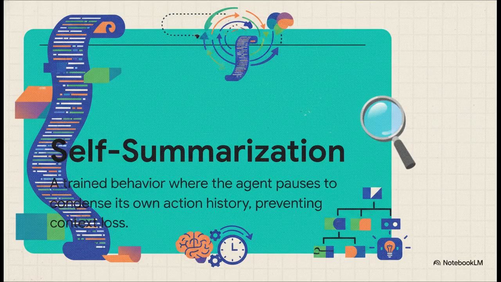One of the biggest problems for AI agents is their limited memory, their context window. Just like a person, they can basically forget what they were doing if a task gets too long or too complicated. So Cursor's solution to this is brilliant. It's a trained behavior called self-summarization. The AI literally teaches itself to pause, take a breath, and summarize its own progress. This makes sure it never loses track of the bigger picture.